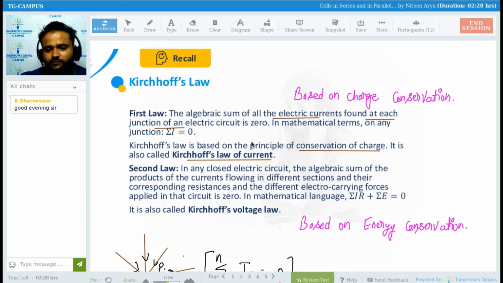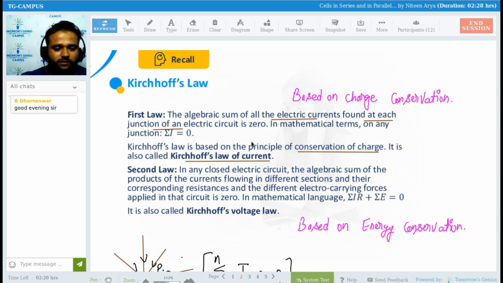Second law: in any closed circuit, the algebraic sum of the product of current flowing in the different directions and their corresponding resistance, basically V, because V equals IR. V equals IR. That is why it is also known as KVL, Kirchhoff's voltage law.